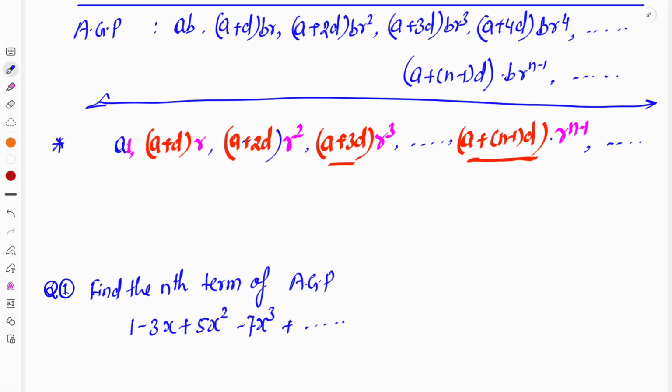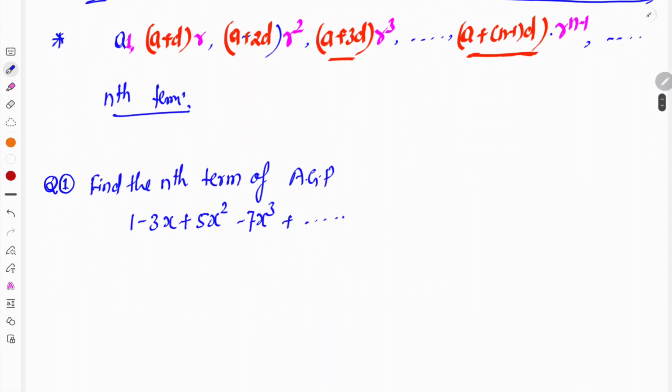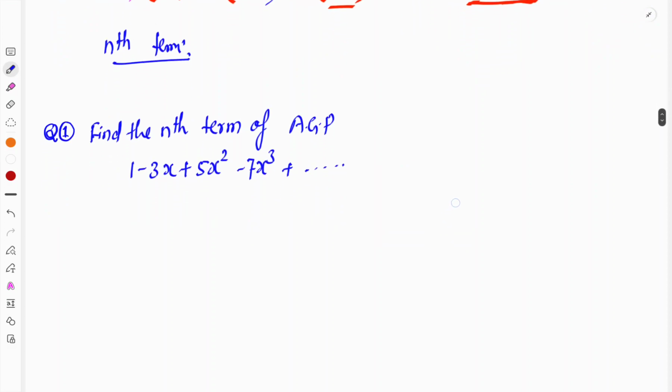Two types of questions can be asked. First is to find the nth term. Second, it can be asked to find the sum of N terms, or the sum up to infinitely many terms. Okay, so let's see.